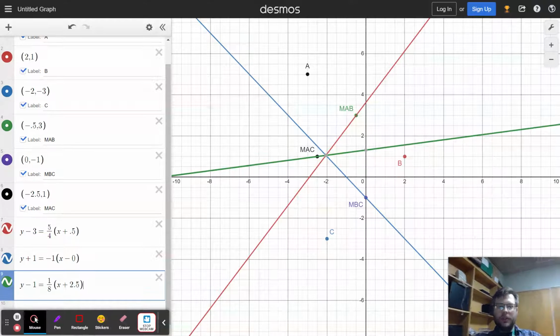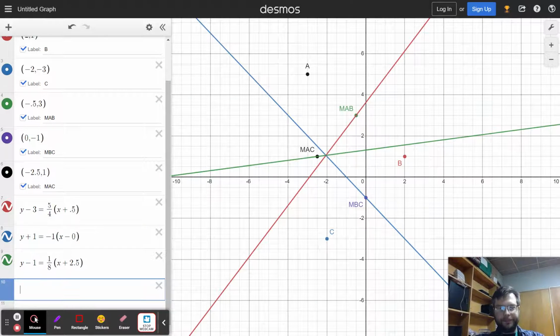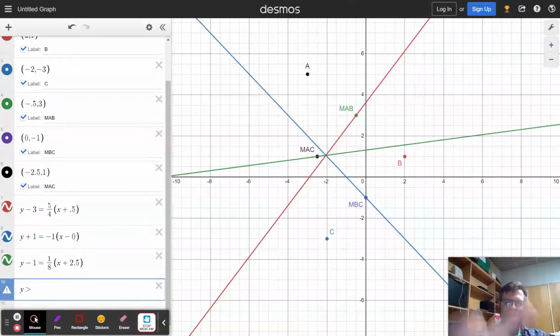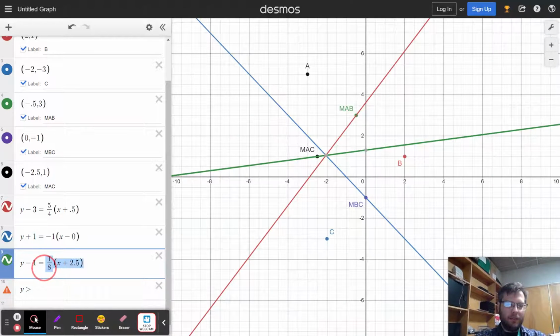And I just want to show you this because you have all the information you need. I'm going to use inequalities to shade in the different areas. So what I'm going to say is your y is greater than the green line. So I'm focusing on cell A first. So I want to be above the green line. And the green line has an equation right here. I can copy and paste this.